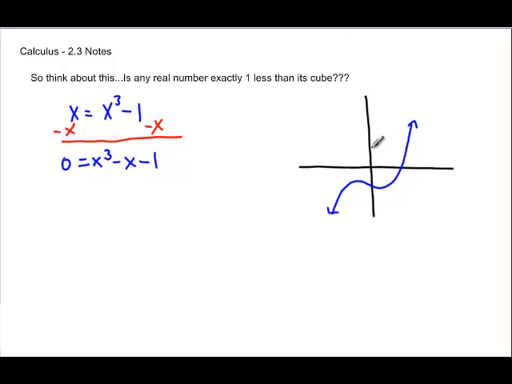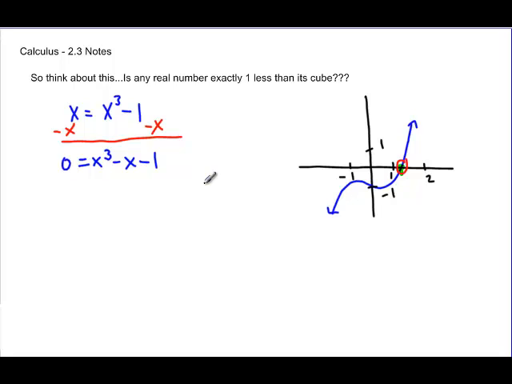And if I were to put my numbers up here, this would be -1, this would be +1, -1, 1, 2. Somewhere between 1 and 2, I cross the x-axis, and that's the solution that I am interested in. So that means that there is some number right here that is exactly 1 less than its cube.